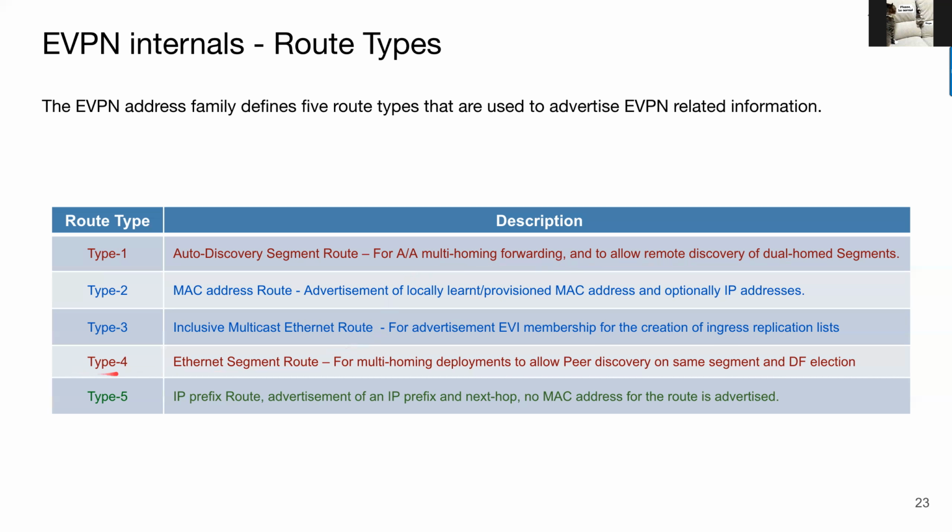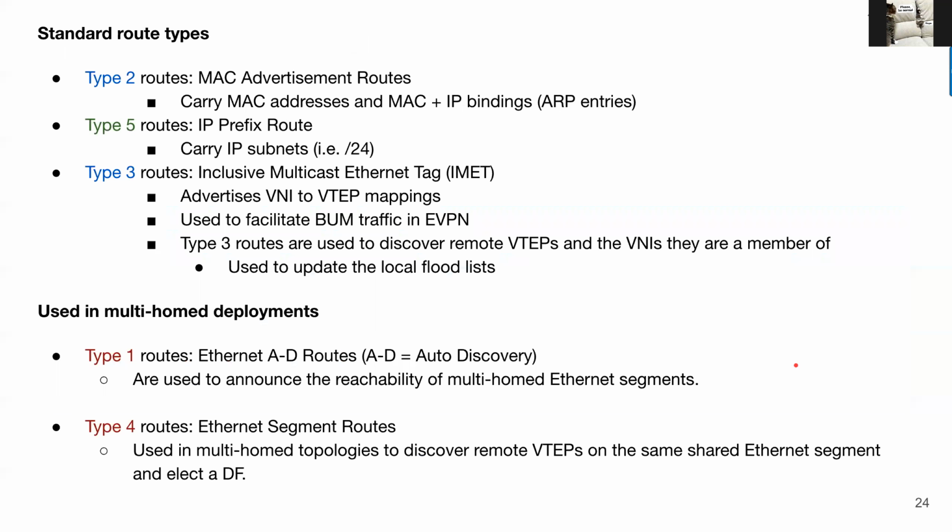Oh, actually, that's type 4. Type 4 is what allows peer discovery on your ESI, and then we'll elect the designated forwarder. But we'll talk about those later on.